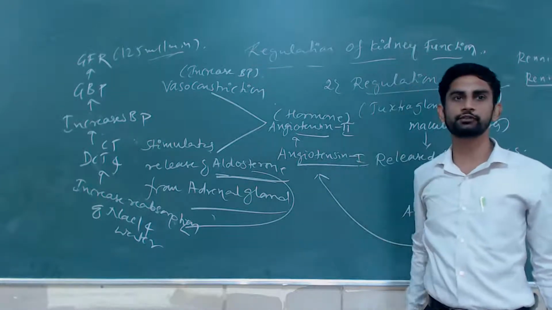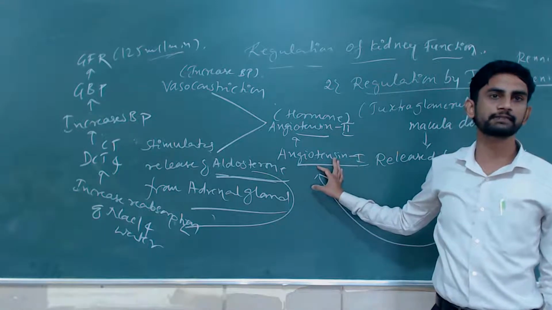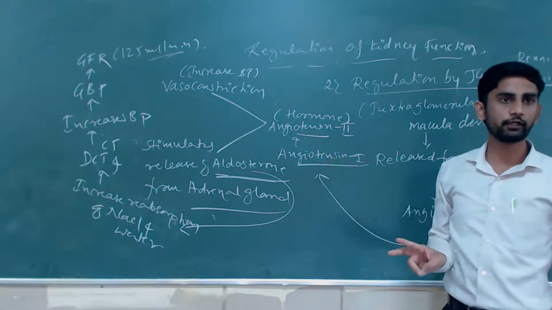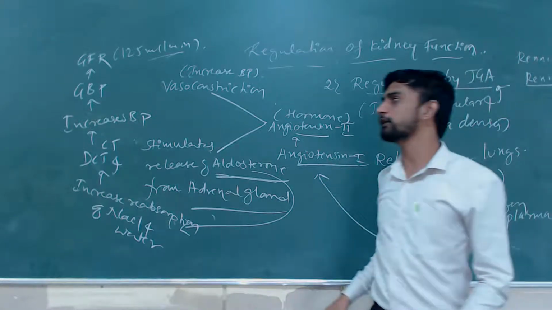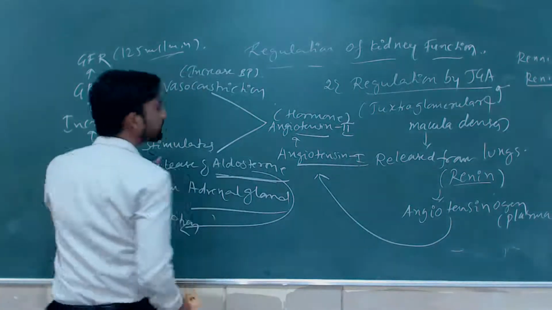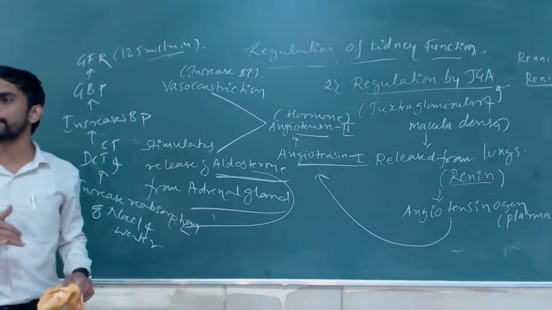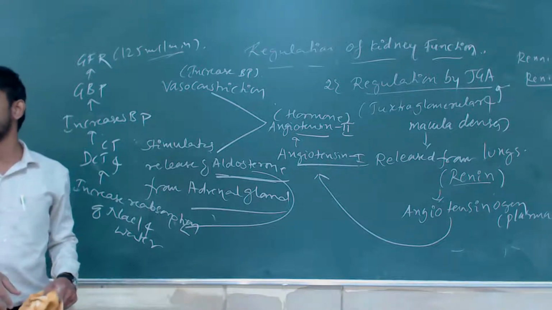So you should remember the serial steps. You can easily explain the JG apparatus, or you can easily explain ADH. Two regulations are over, and now the third regulation. If both are increasing BP, then whenever we are suffering from high BP, we should control our BP by slowing down the BP. Are you getting my point?